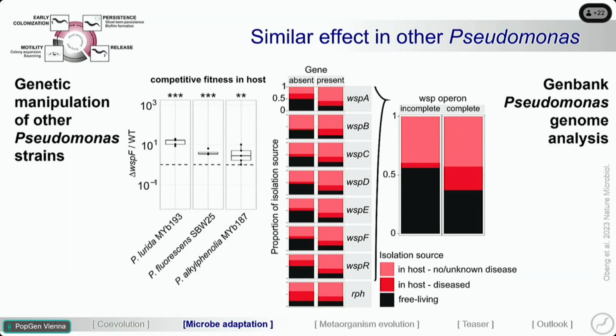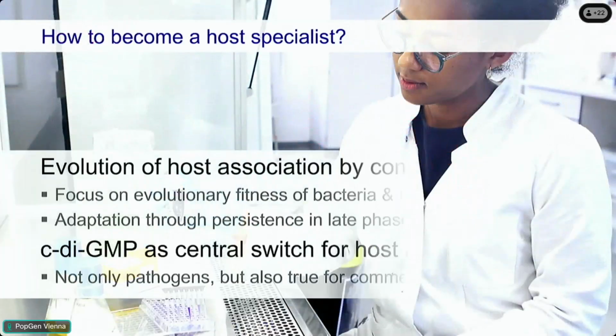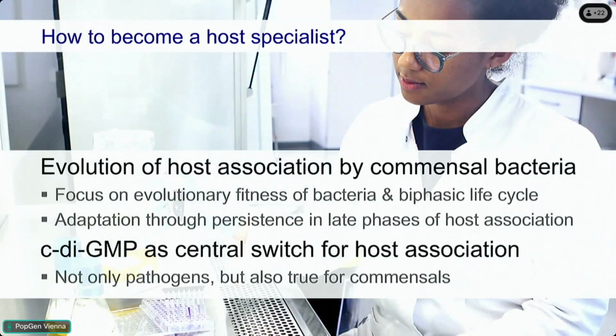So taking all this together, we conclude that cyclic di-GMP is an important regulator of host association. First of all, with our experiment, we could demonstrate that bacteria or occasional commensals can evolve host association relatively fast. And they do that by improving persistence in late phases of host association. And we did identify cyclic di-GMP as the important regulator to mediate that.